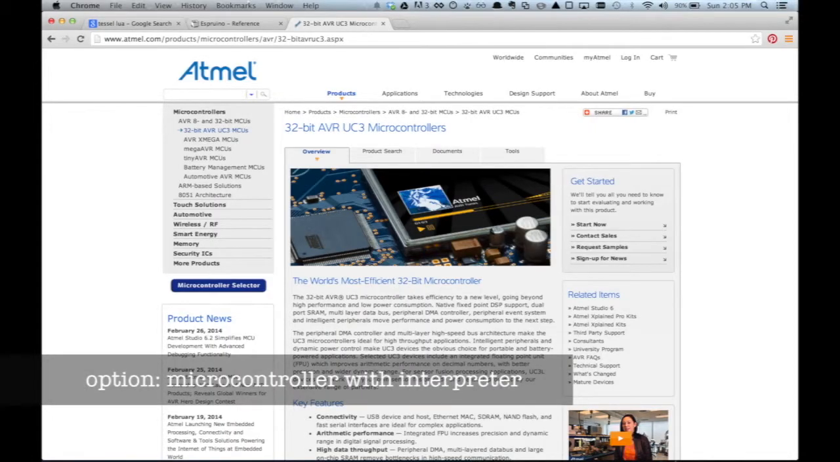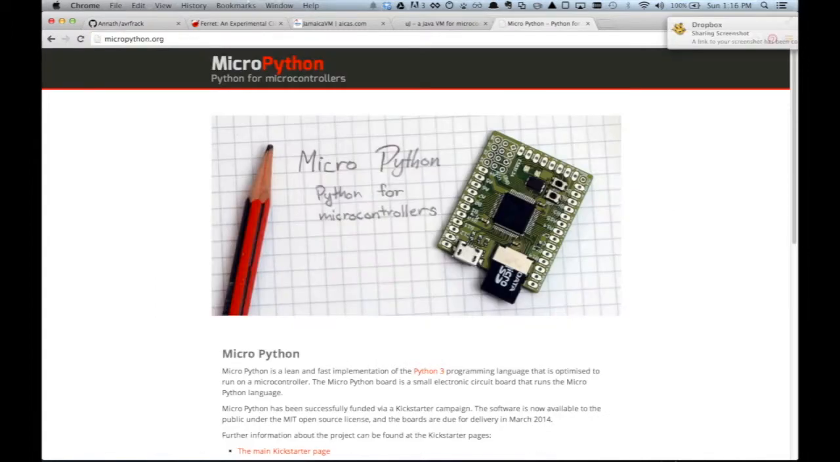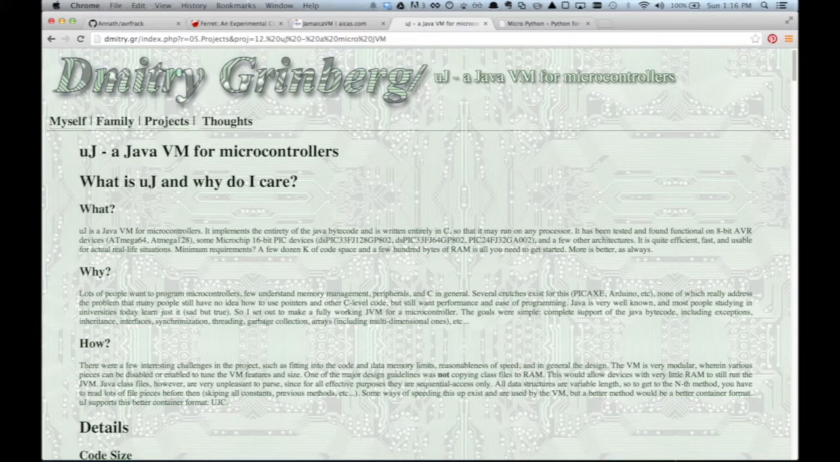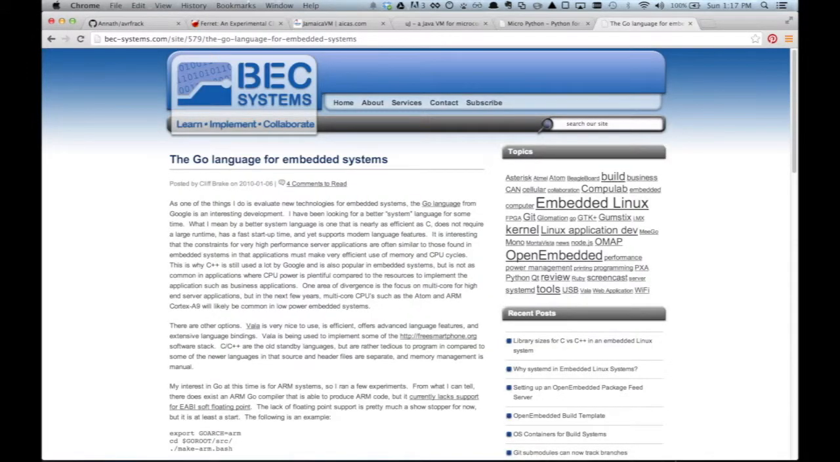Another option is to use a high-power microcontroller that has an interpreter running on it that interprets a more interesting language. So I've seen interpreters for Brainfuck, Python, the JVM, although I wouldn't expect Scala or Clojure to work on those JVMs because they don't implement the full specification. There's Clojure that compiles to C, but I don't really want to compile. Node.js depends on V8, which is a beast when it comes to memory. Ditto Haskell, Erlang, Go, Scala. They're theoretically possible, but at the moment not practical.